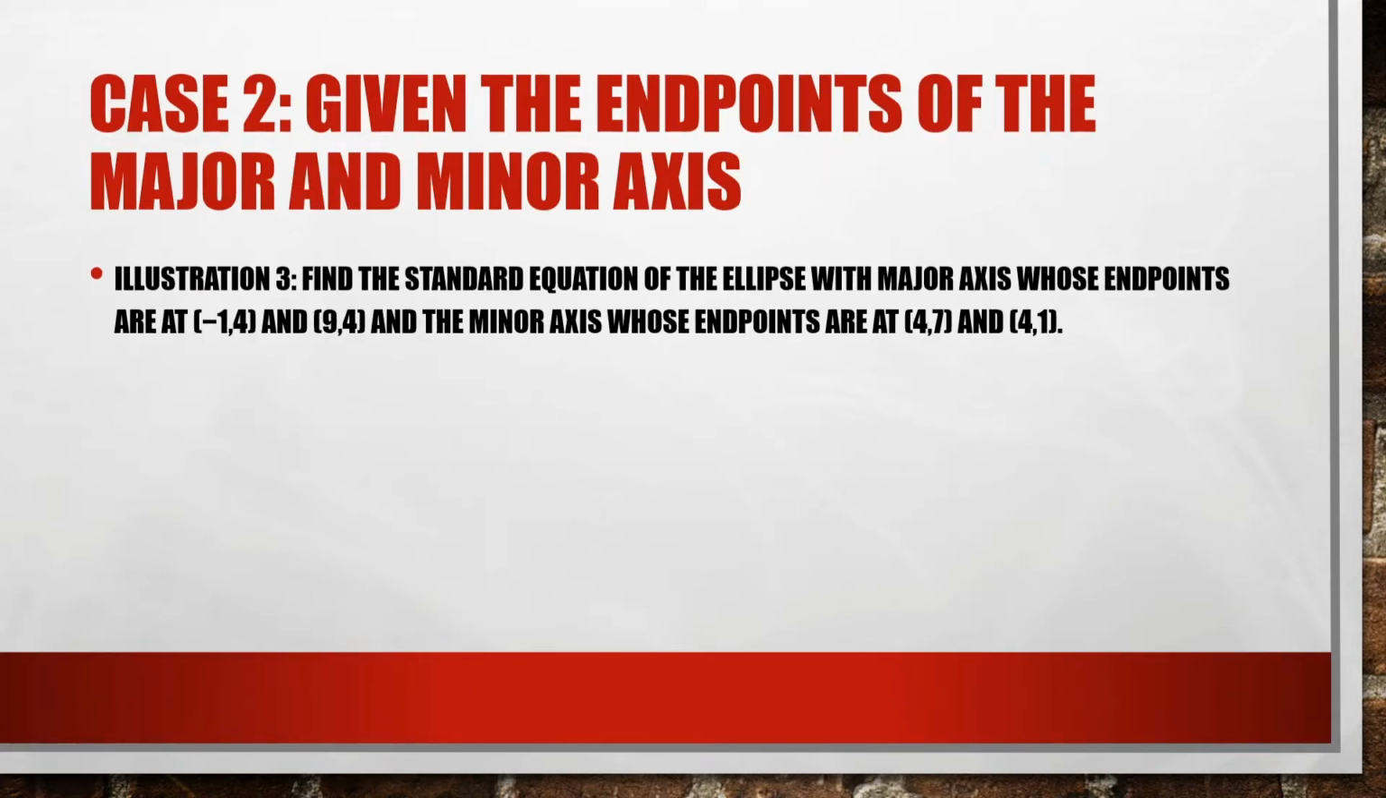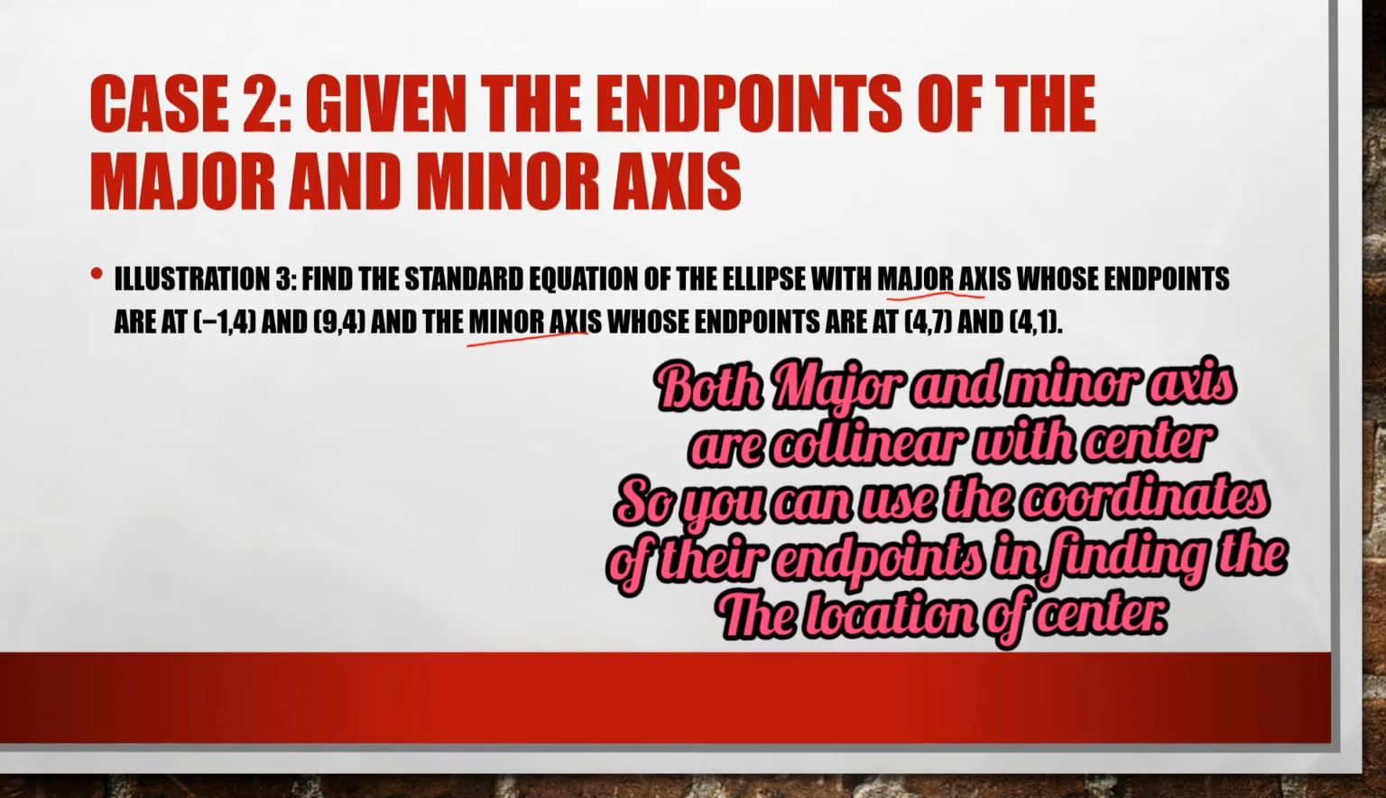For case number 2, given the endpoints of the major and minor axis, ito yung example. Given yung endpoints ng major axis and yung endpoints ng minor axis. So, una natin gagawin is hanapin natin yung center by using the midpoint formula. So, midpoint formula using the endpoints of major axis.